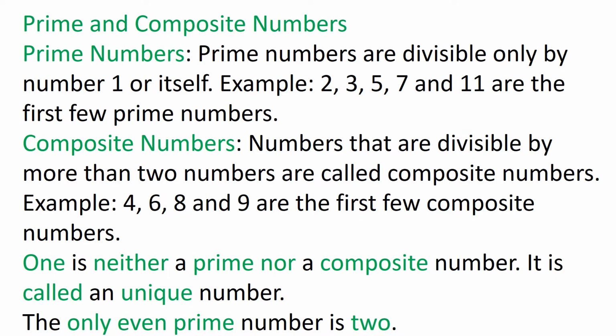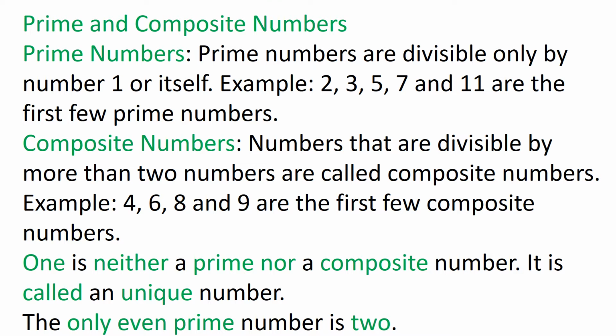Children, let us now see what are prime and composite numbers. Prime numbers. Prime numbers are divisible only by number 1 or itself. For example, 2, 3, 5, 7 and 11 are the first few prime numbers. These numbers come only in the table of 1 or in their own table. Now, composite numbers. Numbers that are divisible by more than 2 numbers are called composite numbers. For example, 4, 6, 8 and 9 are the first few composite numbers.